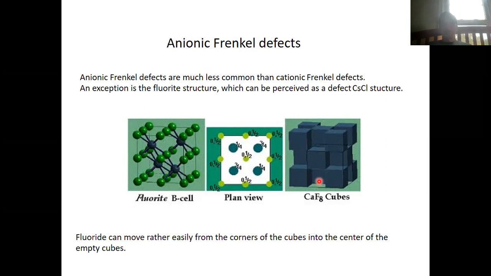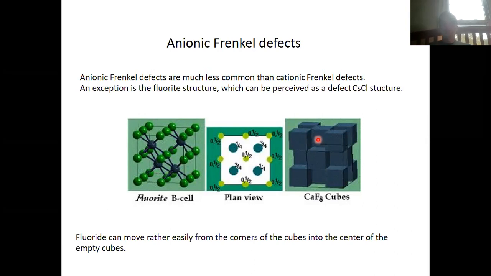Okay. So now, because of that, a fluoride ion can fairly easily move from a corner of this cube through such an empty cube to another corner of this cube. Okay, or it can simply reside inside of such a cube, whereby the interior of this empty cube would be considered to be an interstitial site.